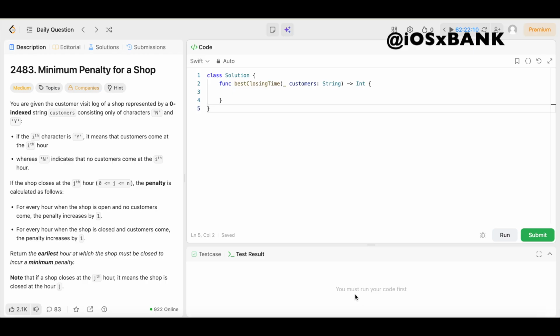All right, y'all, we're back again. Another day, another LeetCode problem where we're doing daily LeetCode problems. And today we have question number 2483, minimum penalty for a shop. The difficulty level is medium, but don't worry because you already know we're going to keep the solution as simple and easy to understand as possible.